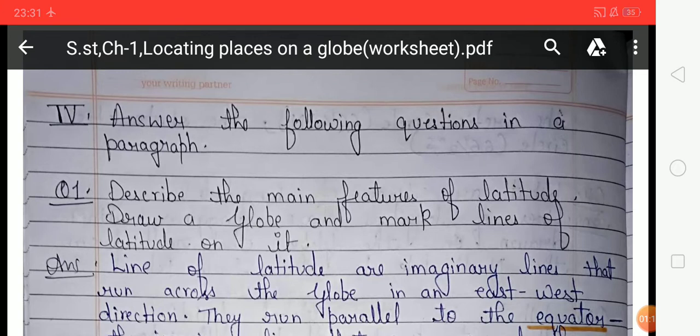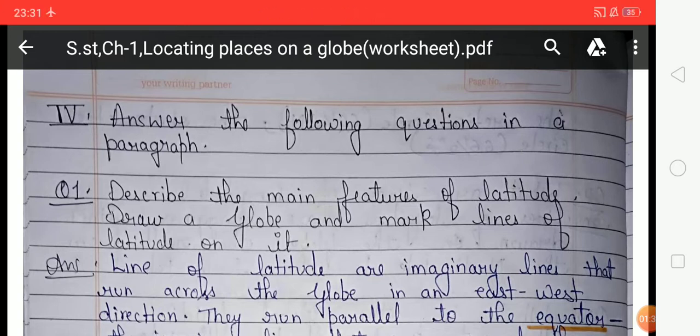Next is lines of longitude. They are used to measure distance east and west of the prime meridian. The lines circling the globe in a north-south direction are called lines of longitude or meridians. Students, now look at the lines of latitude and longitude.